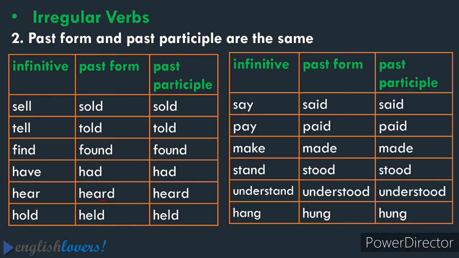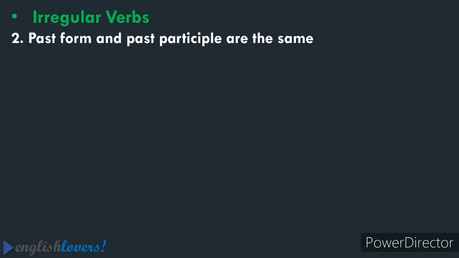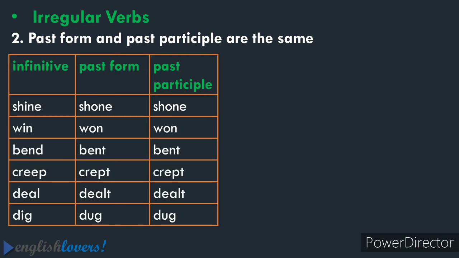Say, said, said. Pay, paid, paid. Make, made, made. Stand, stood, stood. Understand, understood, understood. Hang, hung, hung. See, all these verbs are similar where past form and past participle are the same. This is the second case. Few more examples of the second case.